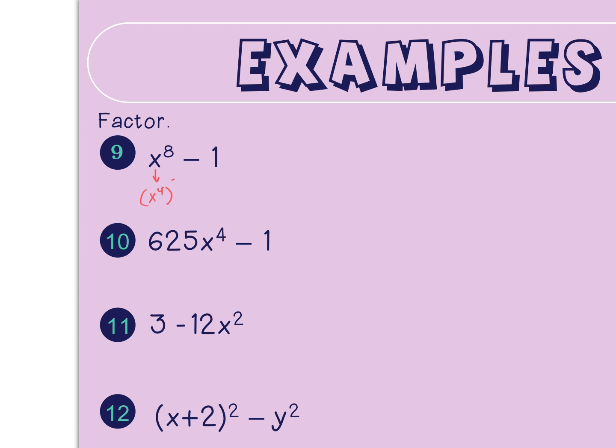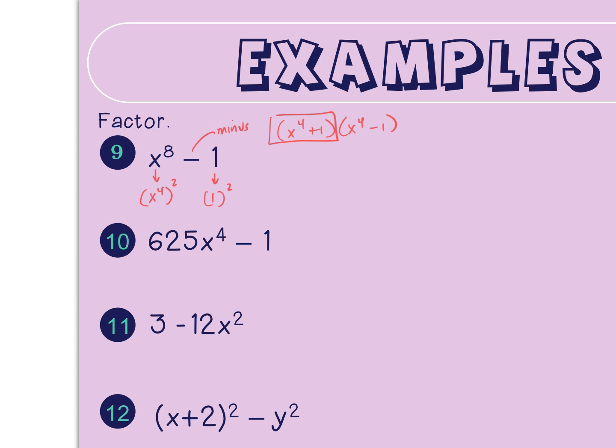X to the 4th squared is x to the 8th. 1 squared is 1, and this is a minus sign. So I'm going to start out by doing x to the 4th plus 1 times x to the 4th minus 1. Now, x to the 4th plus 1 is done, because once you see two terms, a binomial, there's no GCF, and it's a plus, there's nothing you can do anymore.